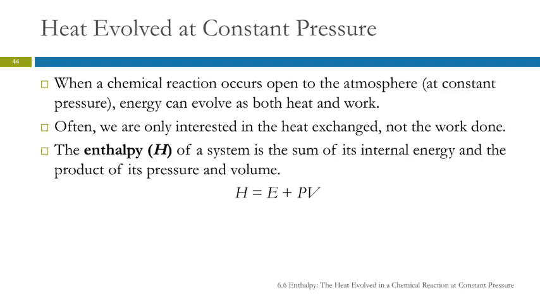So here's another term we have to introduce, the enthalpy of a system. Enthalpy has the symbol H. I don't know why. I guess E was already taken. So the enthalpy of a system is the sum of the internal energy and the product of its pressure and volume. So H equals E plus PV.